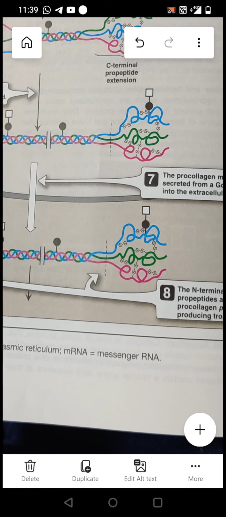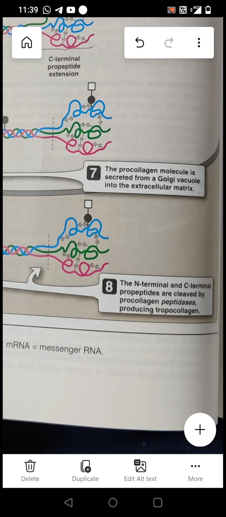This procollagen's N-terminal and C-terminal propeptides are then cleaved by the procollagen peptidase, producing a tropocollagen. So there is a procollagen peptidase which cleaves them, basically producing the tropocollagen. I'll just read that part a little better.